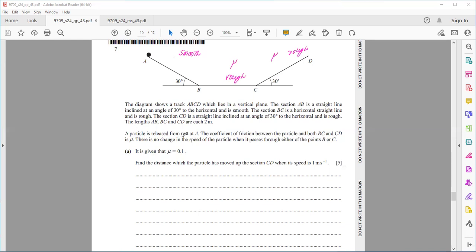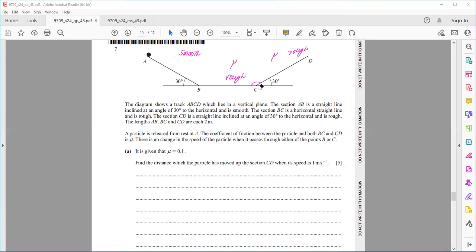A particle is released from rest at point A. The coefficient of friction between both BC and CD is mu, and there is no change in the speed of the particle when it passes through either point B or C. So at point B the velocity will remain the same. This means when the particle moves from A to B and then B to C, at these two points there is no change. Similarly, when it moves from C to D, at this point there will be no change.